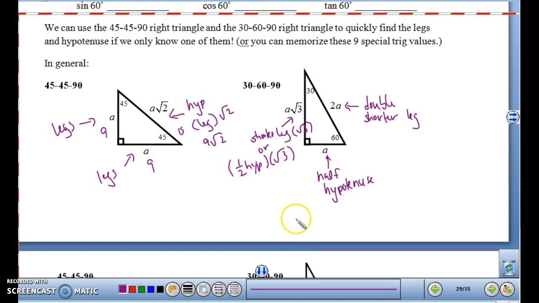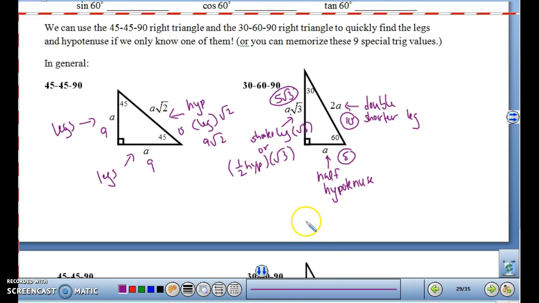All right, so if you know that pattern, you can find these values quickly. So for example, say that the hypotenuse was 10. That means the A would have to be 5. And then this side would be 5 times the square root of 3.